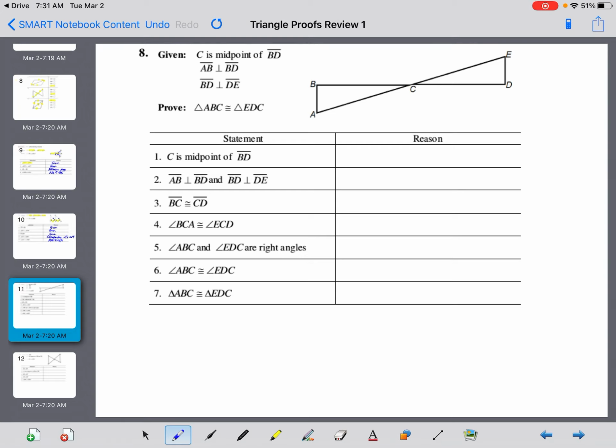Number 8 says, given C is the midpoint of BD. Such a given. Okay, since it's the midpoint of BD, well, we'll get there in a second, actually. AB is perpendicular to BD, which means this creates a right angle, so put your box in there. Okay, so we have our given. Then they tell you BD is perpendicular to DE, which means that you have a right angle at D.